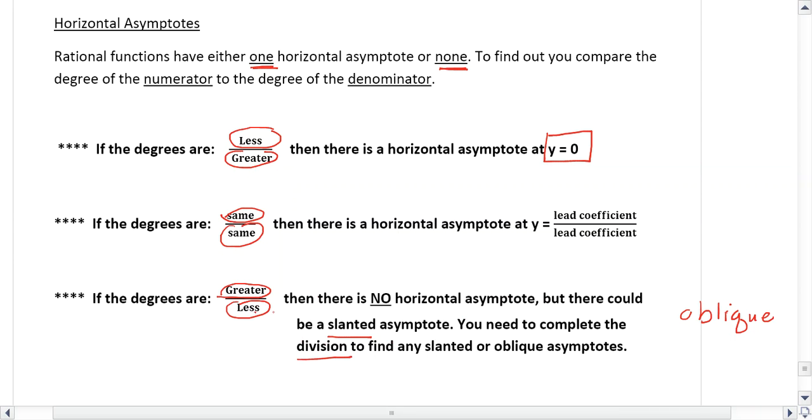denominator divided into the numerator. So our division of polynomials comes back. I think we need to review both the synthetic and the long division to help us with this. So I'd like to look at some examples.